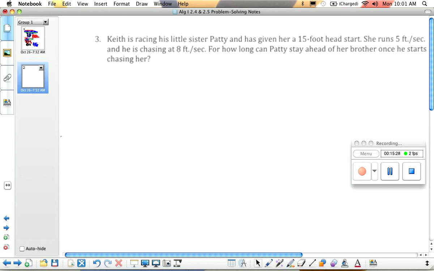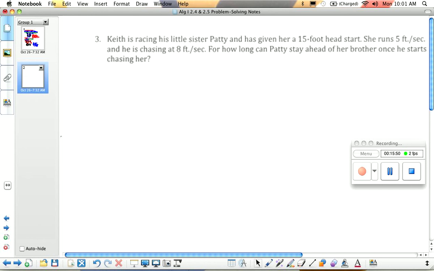So remember, she gets the head start, but she's running what? Faster or slower? Slower. So she gets a head start. That's why I gave her a head start, because he knows he can run faster than her. She's running slower, and they want to know for how long will she stay ahead of her brother, the guy who's chasing her at a faster speed.